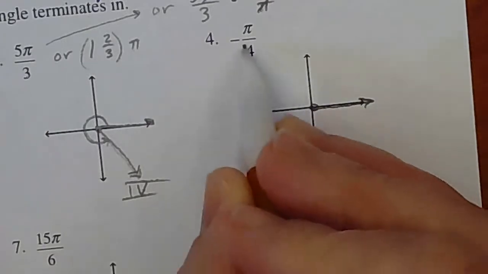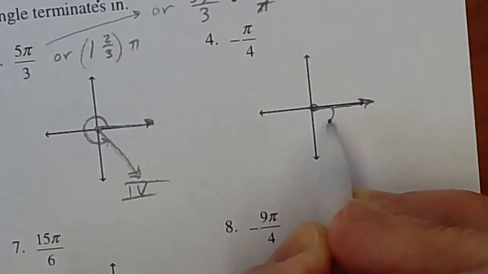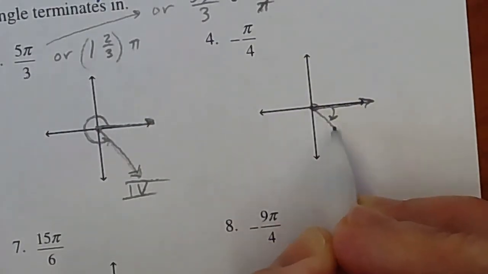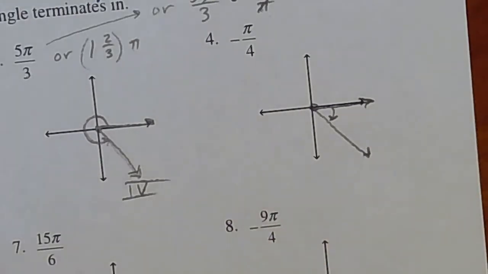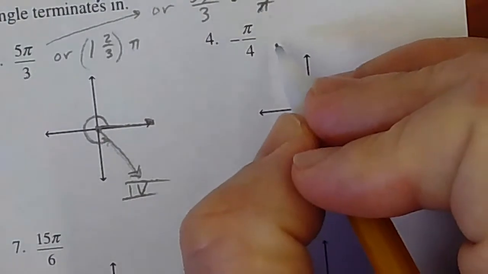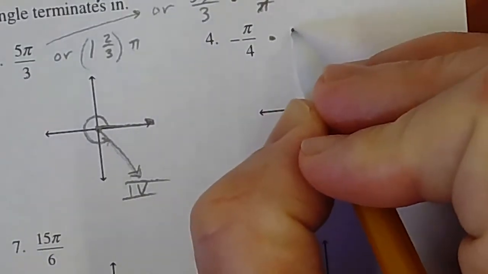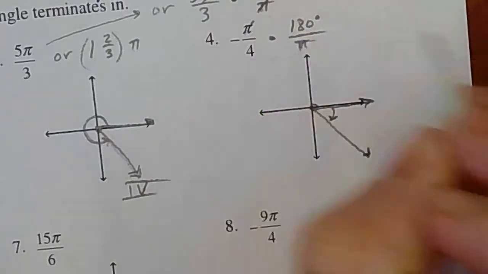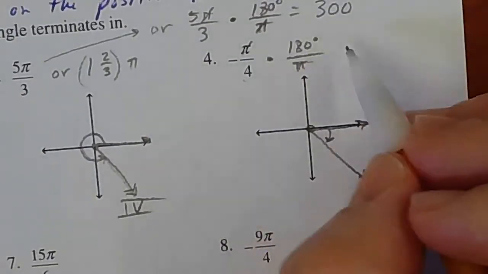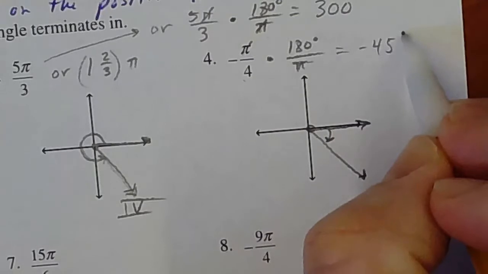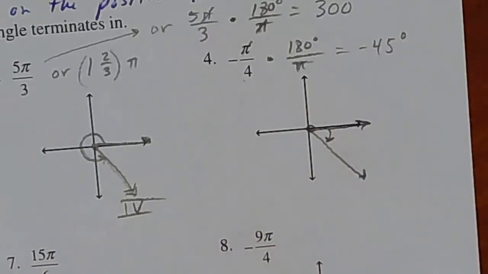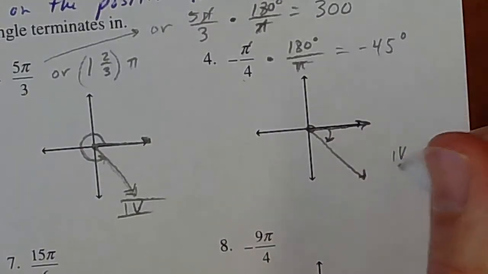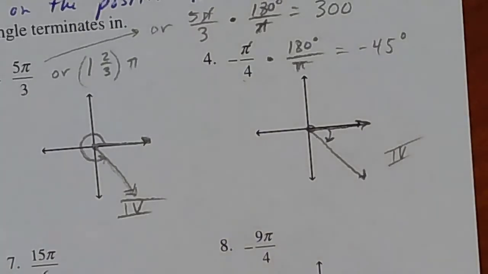Negative means, remember, we're always starting in standard position. So negative is rotating this way, and half of a quadrant is going to be right there. It's about negative 45 degrees. However, if you're not comfortable with that yet, we can always do this: 180 over pi, cancel, cancel, do the math, 180 divided by 4, and we get negative 45 degrees. It lies in quadrant 4 again.